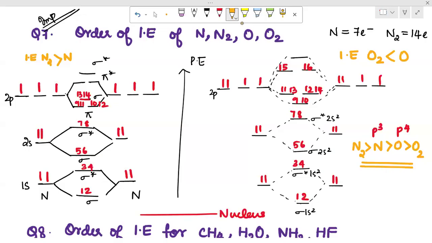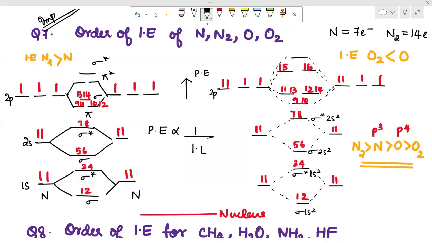I hope you get it. Again, I repeat, whatever order is written over here is the potential energy. So if potential energy is high, it means very far away from the nucleus and hence a very small amount of energy is required to remove an electron. Potential energy and ionization energy are inversely proportional.